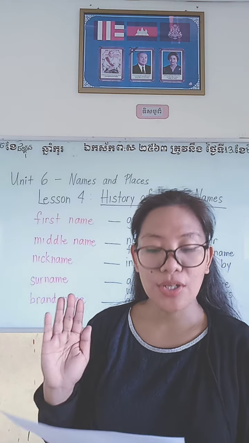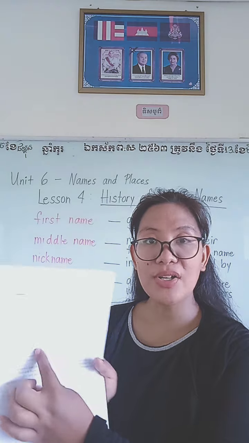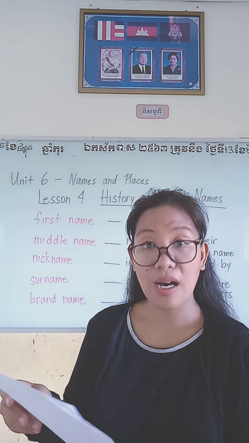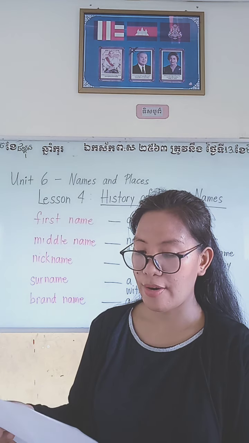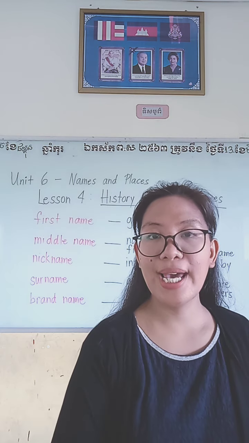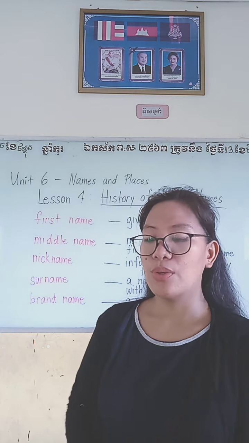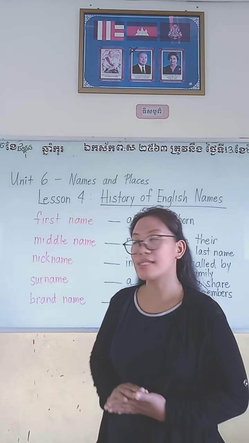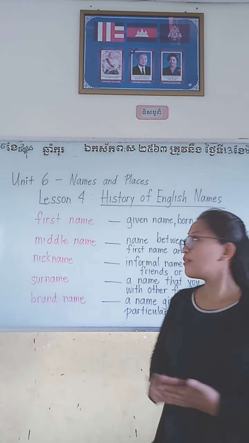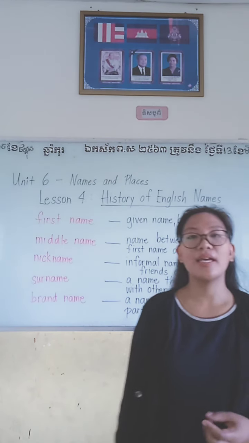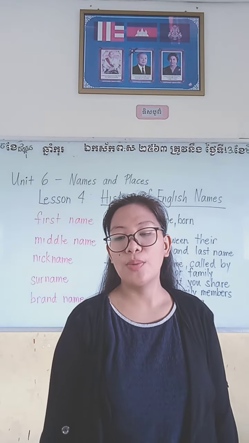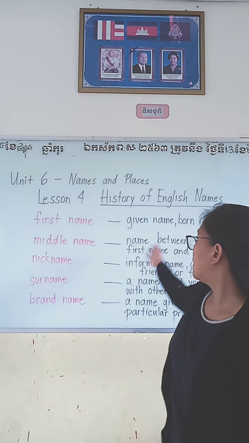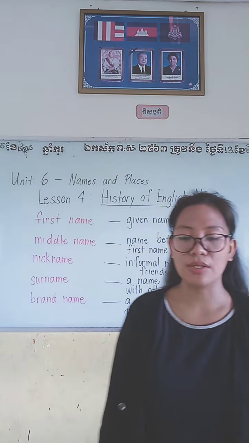So after you read this article, you're going to answer some of the questions here. Okay? So for today, as a quick review, we are still in Unit 6, Names and Places. And Lesson 4 is History of English Names. So you're going to have your homework and you will read the history of English names also.